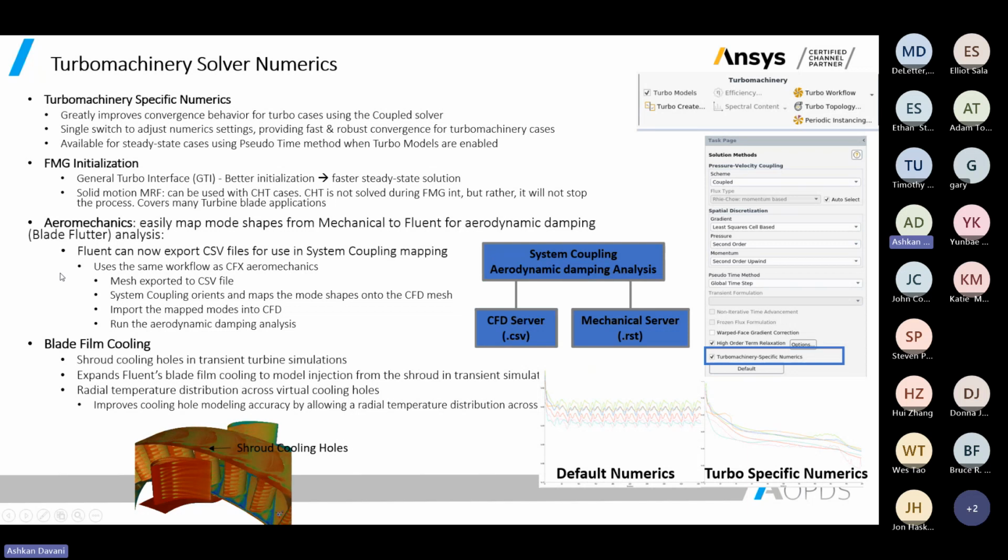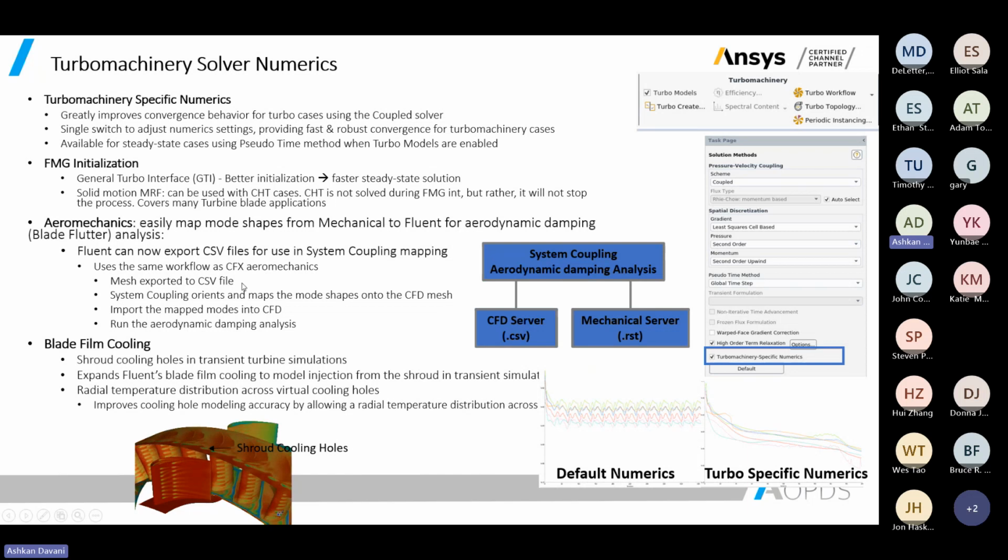There have been a lot of enhancements in the aeromechanics. You can easily map the mode shapes from Mechanical to Fluent. For example, to study the blade flutter, Fluent can now easily export Excel files to use in system coupling mapping. So that's another beautiful update, I think, from turbo machinery and Ansys Fluent.